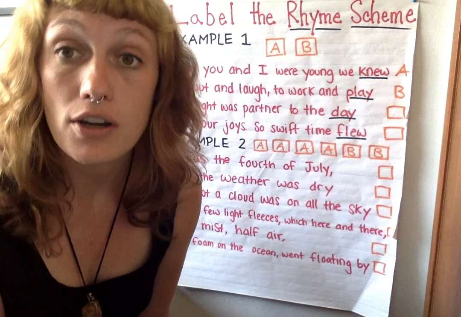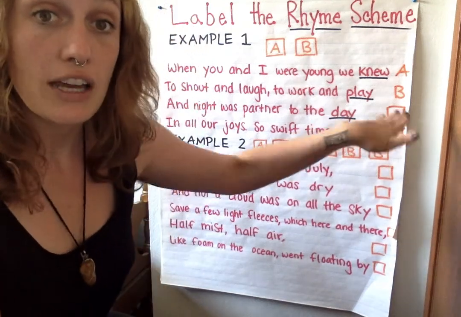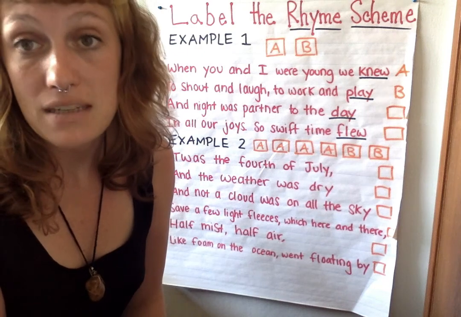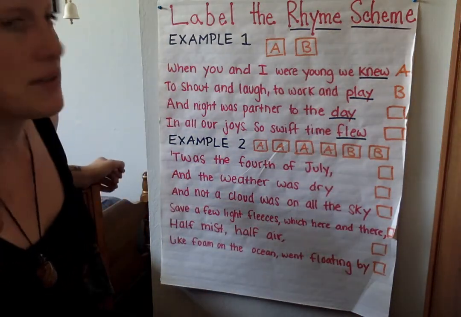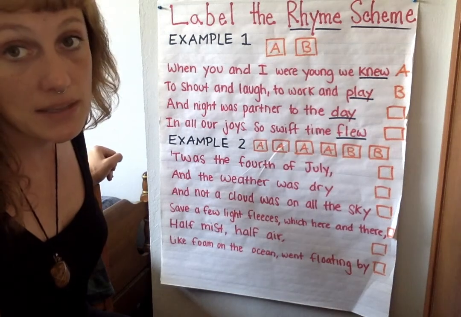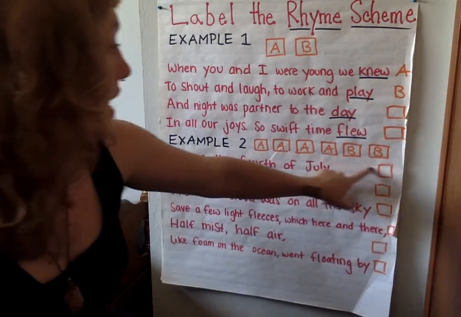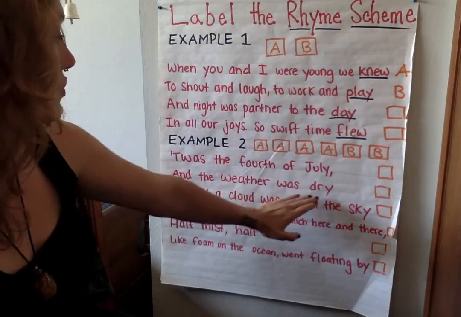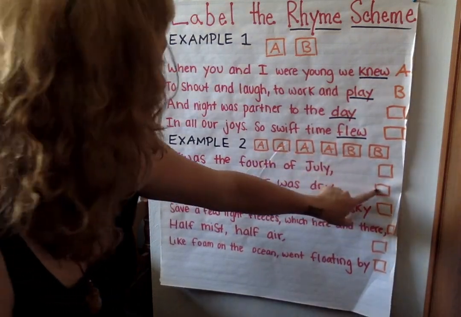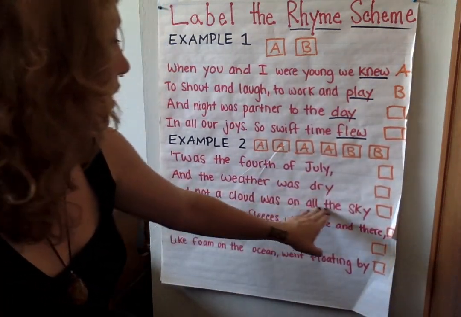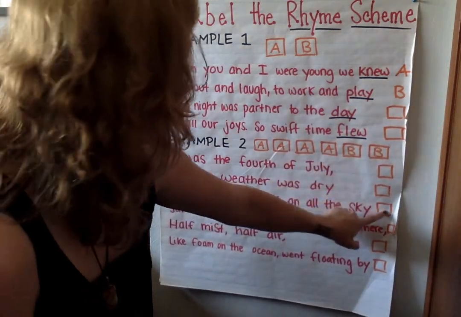In this case, there are no C's, but you might, in other examples, see multiple letters besides A and B, depending on the rhyme scheme. So, you always want to start with an A. Whatever the first rhyme is always gets the A. So, 'twas the 4th of July, drag an A over. And the weather was dry. Well, dry rhymes with July, A. And not a cloud was on all the sky. Those all rhyme, so another A.